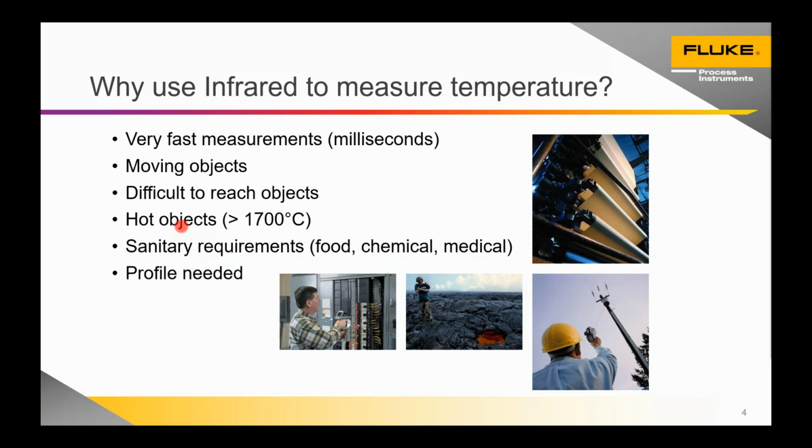Difficult to reach. That may be in terms of physically hard to get at, so it could be a discrete object inside a machine, for example, or something inside an atmosphere that's dangerous. Hot objects. Well, hot objects are not necessarily from 1700 degrees centigrade, but especially with thermocouples, they don't tend to last long above 1700 degrees, or may be impossible to measure. So we're able to measure, in some cases, up to 3000 degrees Celsius.